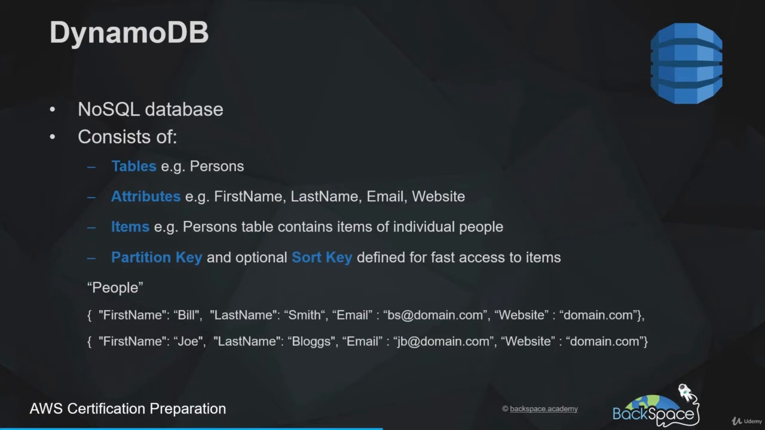What that allows is that you can very quickly search on that partition key. So for example, if our partition key was last name, we could search on that. For example, we could search for Bill Smith very quickly on his last name. And we can also have an optional sort key, which will also speed up that process of querying that data.